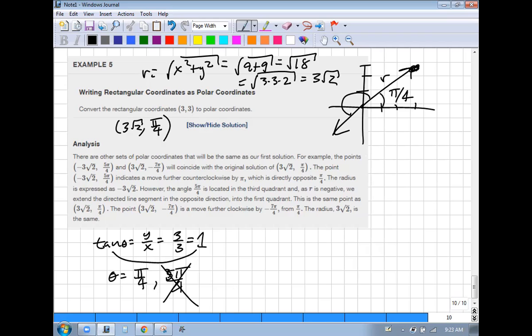All right. That's what all this is talking about. And it's also mentioning the fact that you could use 9 pi over 4. All right? Because those point in the same direction. This is a whole long explanation of those two simple facts.